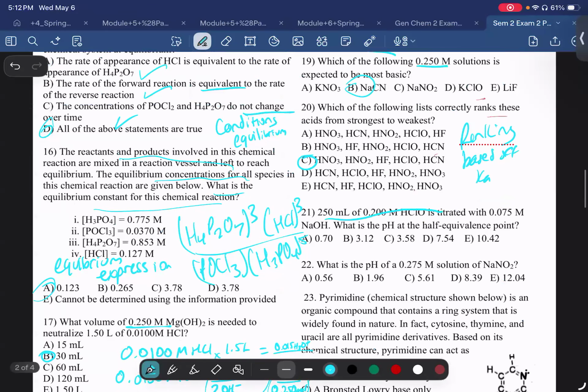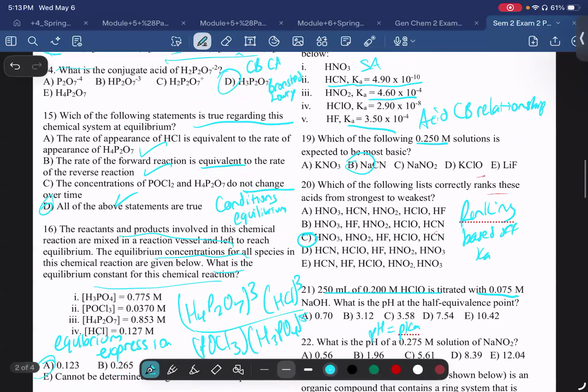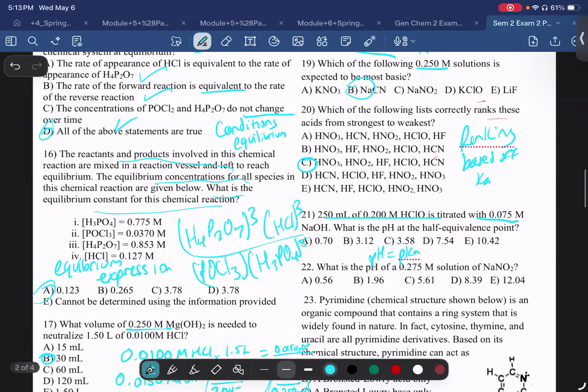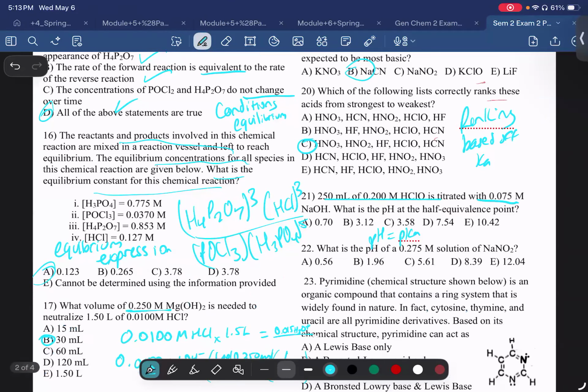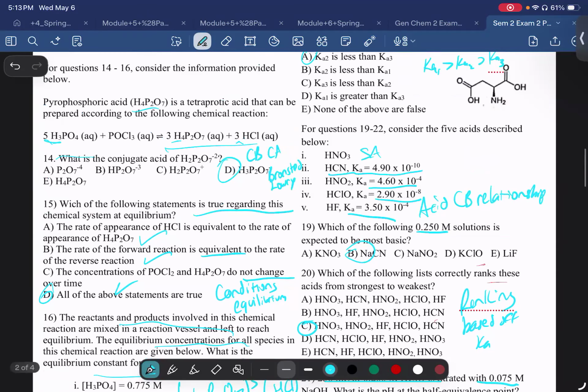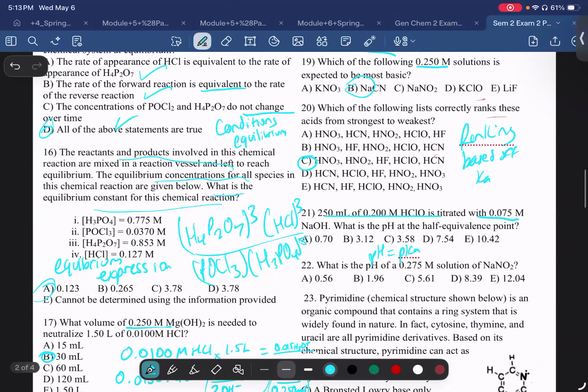If this acid is titrated with this amount, what is the pH at the half equivalence point? So that's pH equaling pKa, right? So pKa of HClO, right, is negative log of 2.90 times 10 to the negative 8. And I believe, let's put this in the calculator. Negative log of 2.9 times 10 to the negative 8. And that's going to be 7.54. So D. That's the half equivalence point of that.